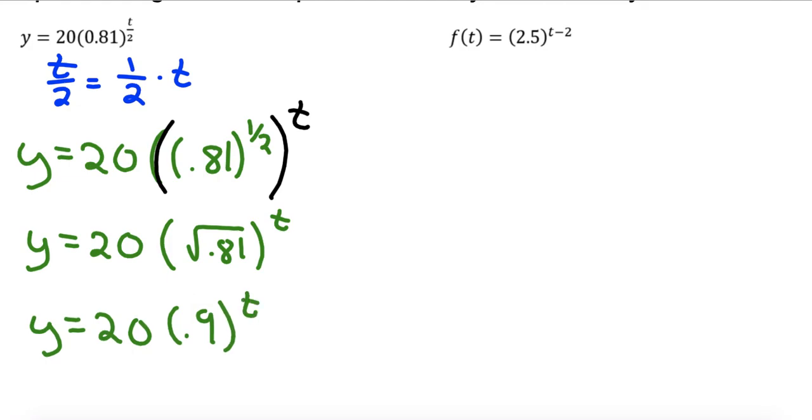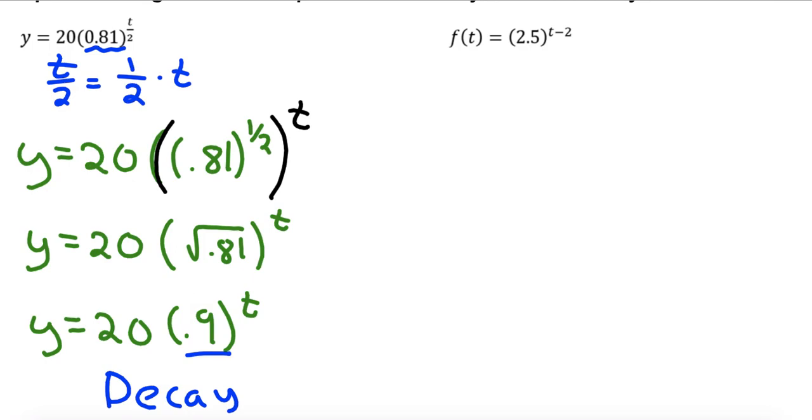So we've rewritten it so that it looks like y equals a times b to the x. Only have that variable in the exponent, no extra stuff. And now we can look at what's in the parentheses. What's in the parentheses is 0.9, so that tells us it is decay. And the original problem looked like decay because we had a 0.81, but we can see that the decay rate is actually a little bit different. Okay, so let's look at this second one.